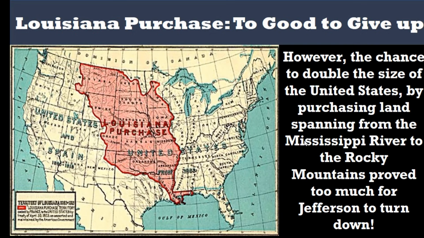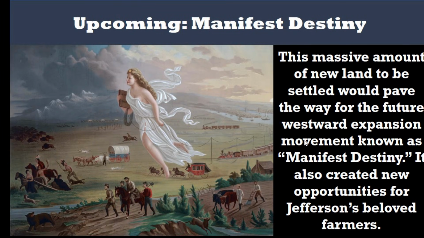However, the chance to double the size of the United States by purchasing land spanning from the Mississippi River to the Rocky Mountains proved too much for Jefferson to turn down. The massive amount of new land to be settled paved the way for future westward expansion in a movement that is known as Manifest Destiny. It also created new opportunities for Jefferson's beloved farmers.